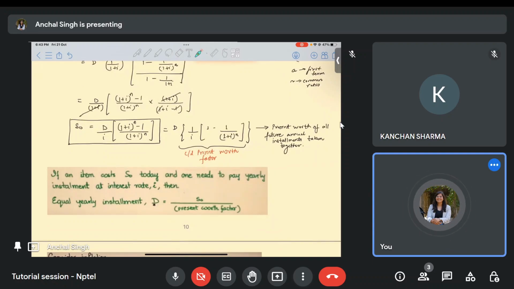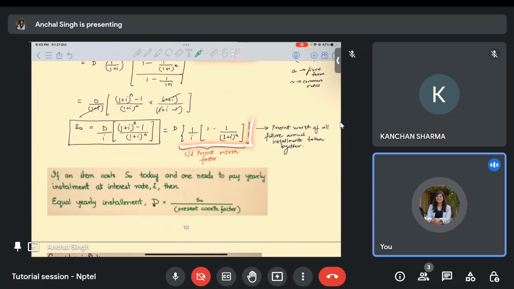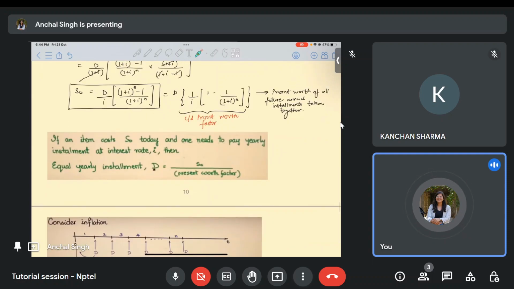The factor that is present in this equation, we call it the present worth factor, because this factor helps us calculate the total amount that I need to have right now in order to be able to pay all the D installments that I'm planning. Similarly, if I want to calculate D, then I can use the present worth factor and the S0 value in this manner.